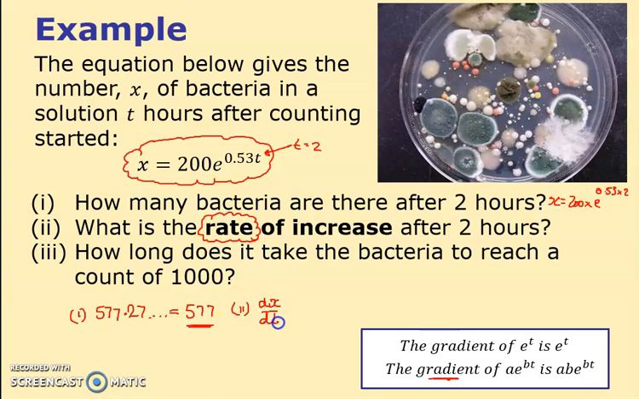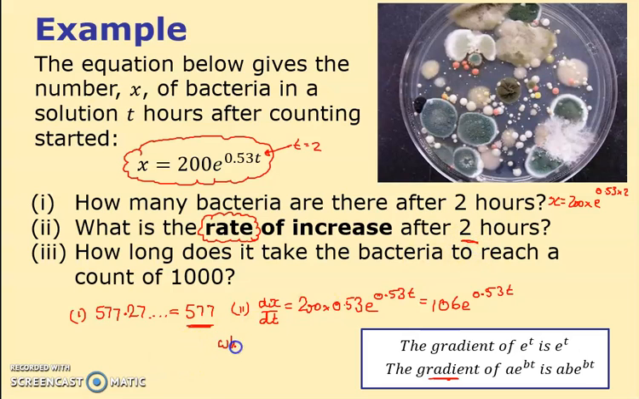I'm going to find the gradient, and that basically means I'm going to bring that 0.53 to the front, so it will be 200 times 0.53 e, and you remember the power doesn't change, it's still 0.53t. So if I do 200 times 0.53, you can obviously do it very quickly, but just to confirm, I've done it on the calculator, and it says 106 e to the 0.53t. Now that's the gradient at any point, but it wants the rate of increase, or the gradient, after 2 hours.